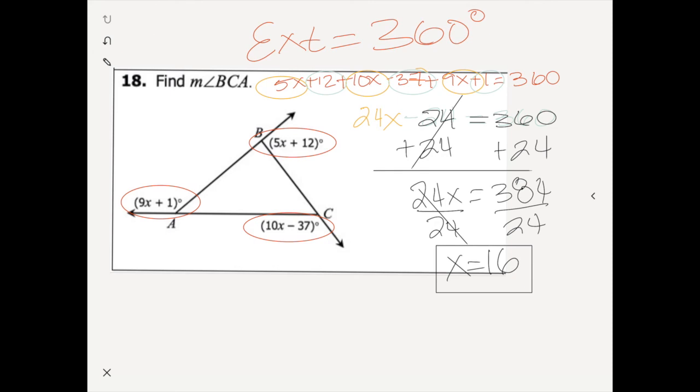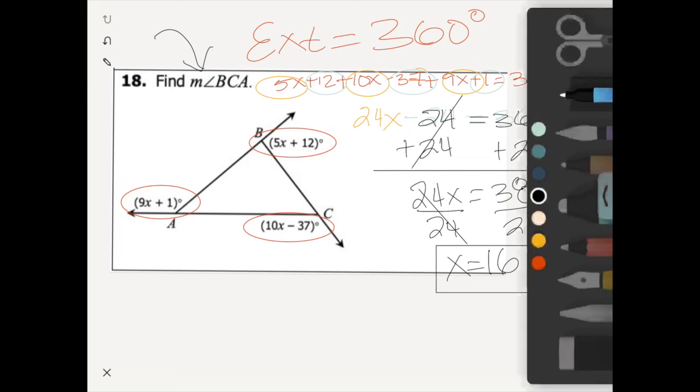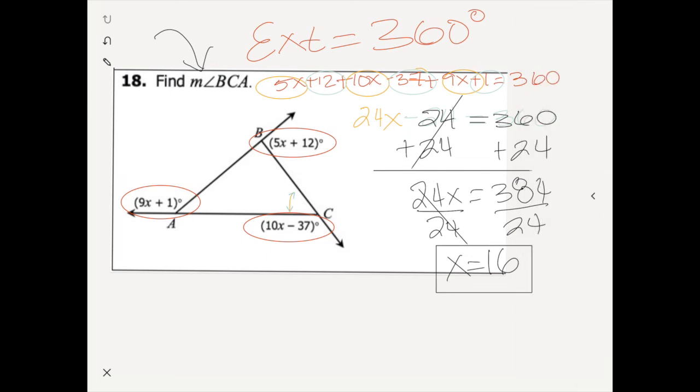Be careful because this question did not ask for x. It asked for the measure of angle BCA. Angle BCA is actually this angle. It's one of the interior angles. So it's this angle right here. And you might be wondering, well, we don't have an expression to represent BCA, but we do have an expression on the outside. And remember, the sum of these two angles right here, they are supplementary, which means they add up to 180. So what we can do is put this 16 here, and whatever we get, we subtract from 180 to get our interior angle.